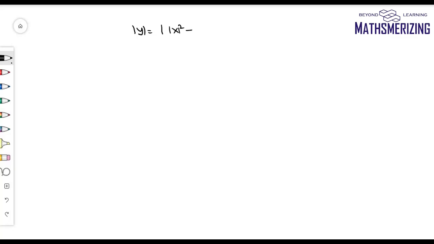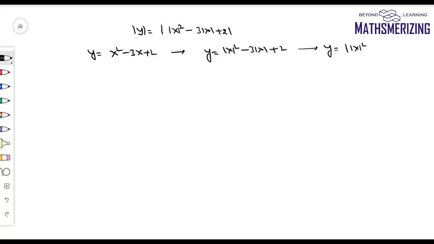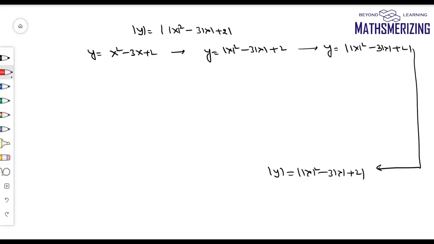I'll take another example. Say for example, I have to draw the graph of mod y equals mod of x square minus 3 mod x plus 2. So I'll start with y equals x square minus 3x plus 2, and from this I'll draw the graph of y equals mod x square minus 3 mod x plus 2, and then from there I'll get y equals mod of x square minus 3 mod x plus 2, and then from there I'll get mod of y equals mod of x square minus 3 mod x plus 2. So basically it's a quadratic expression with two real roots. So I'll draw this graph.